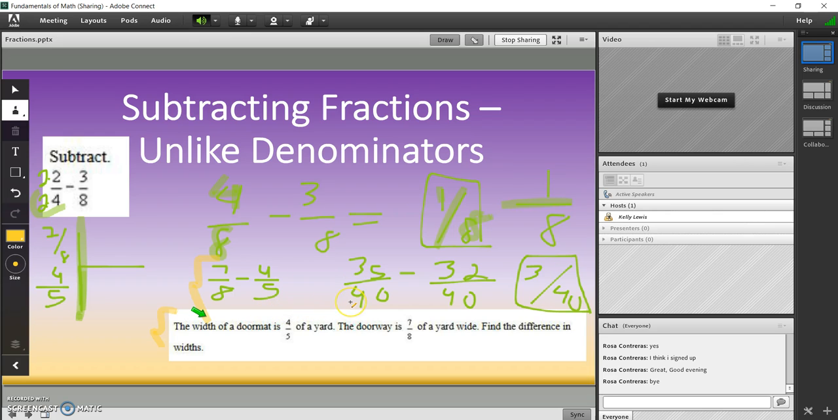And 8 times 5 is 40. So I'm going to do 8 times 5, and then we're going to do 7 times 5. That's how we get 35. We're going to do 5 times 8. That's how we get 40. And 4 times 8, so we get 32. Remember, the bottom stays, so we still get 40. And then 35 minus 32 is 3.